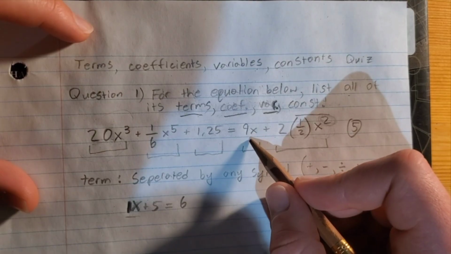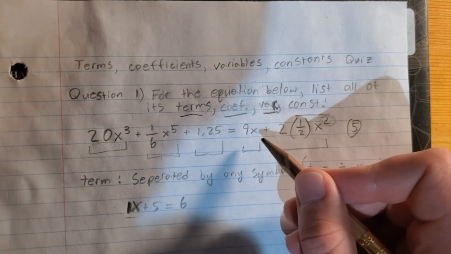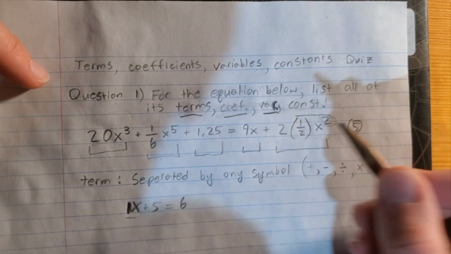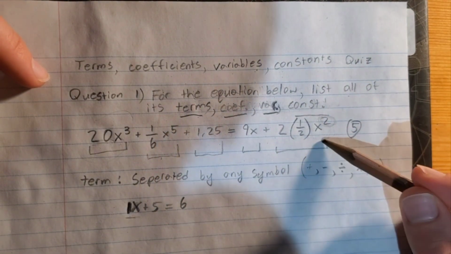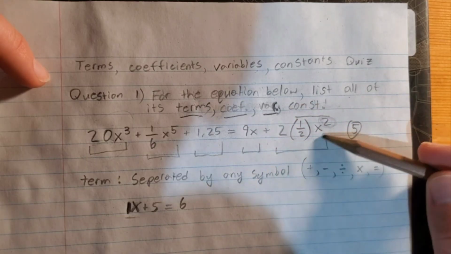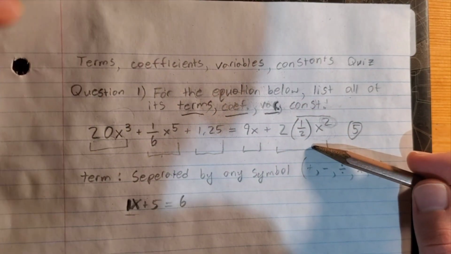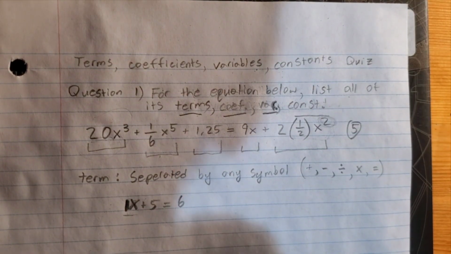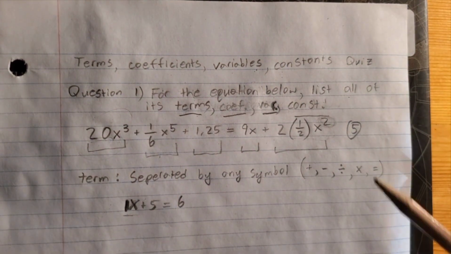Moving on. 9x, right? Okay, this guy's got a buddy. His name is 9. Cool. Now, what's going on over here? We already said this is one term, right? So as soon as you know that it's one term, you know that it's going to be one coefficient. That's just a rule. You know what I mean? Like, that's just how it works.